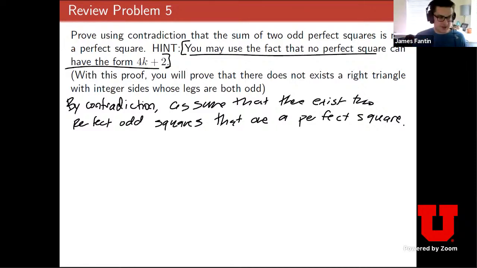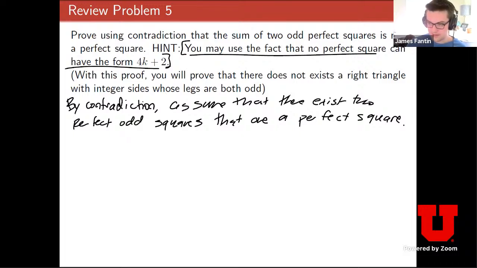So this is how we start with contradiction. We're asked to prove that this thing can't happen, so let's assume that it could happen. Yes, Alec, you are correct. We did say something like that about perfect squares as well, but we're not going to use that for this. We're just going to use only this hint for this problem.